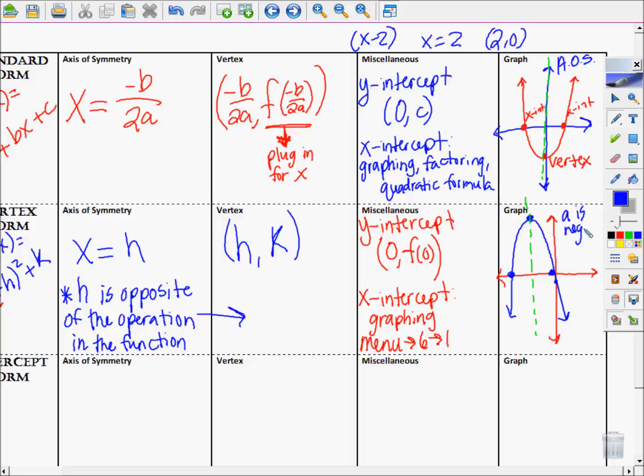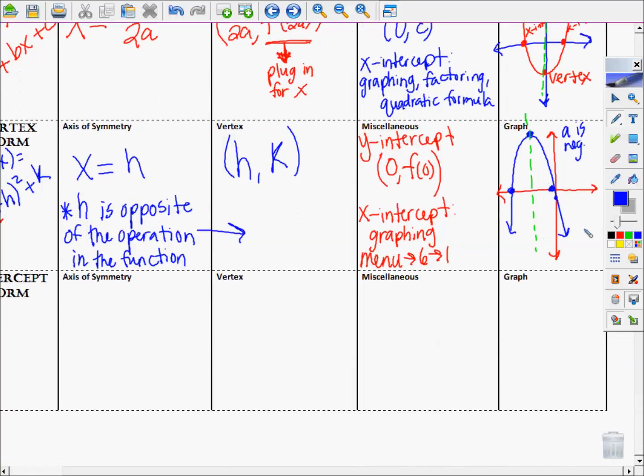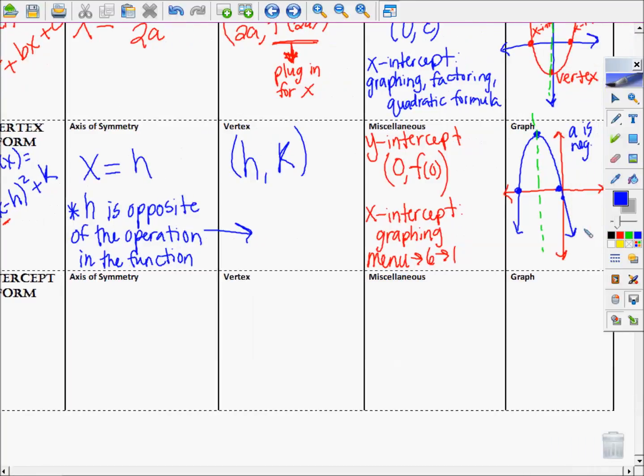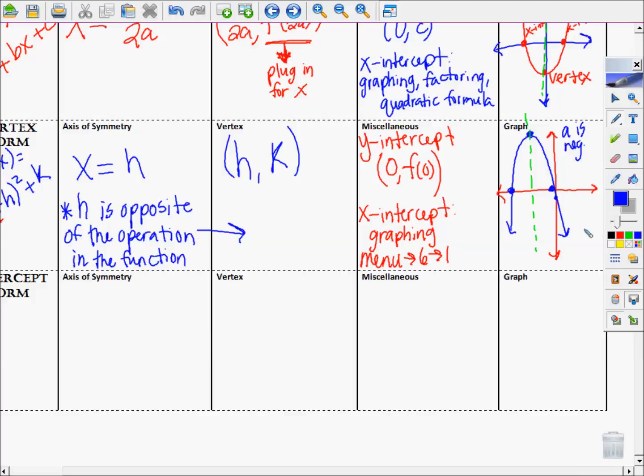Is this a review over transformations, or is this what we're doing? This is what we're doing. We're just being more detailed with quadratics.